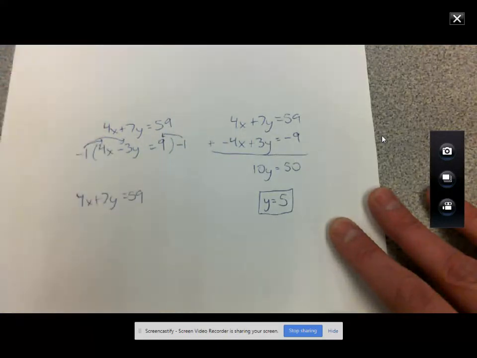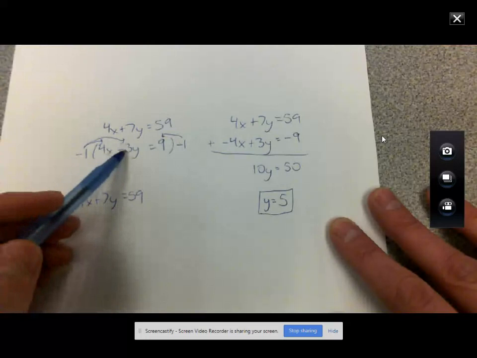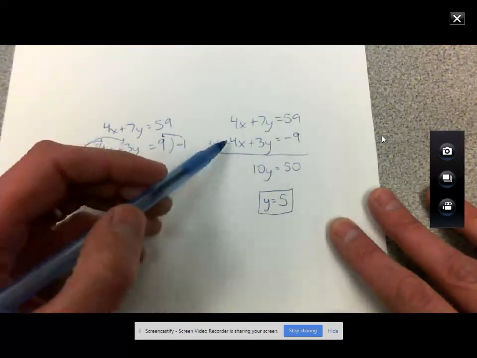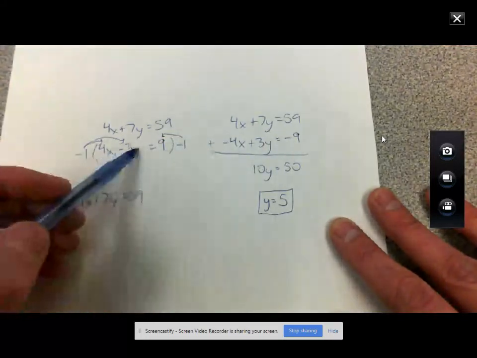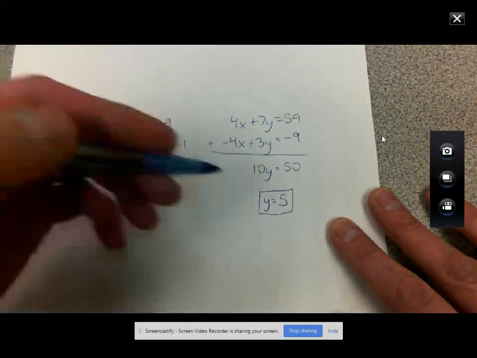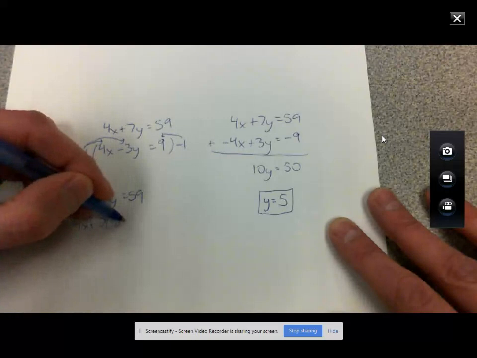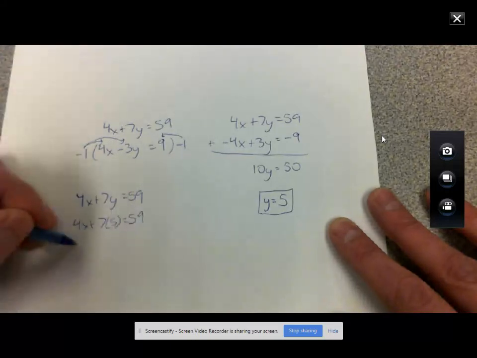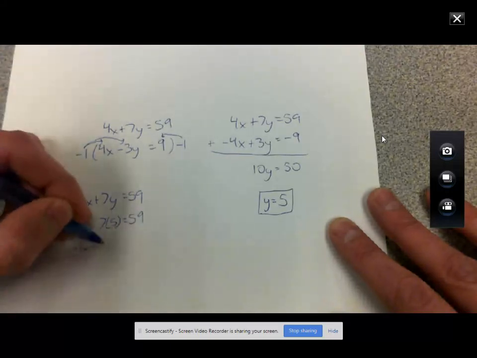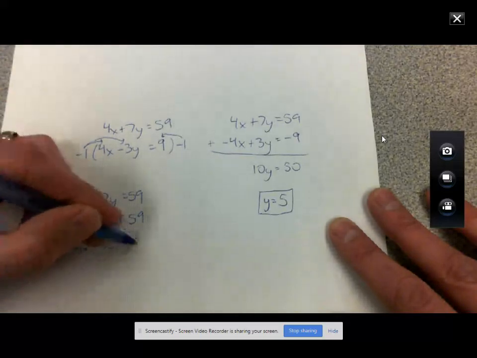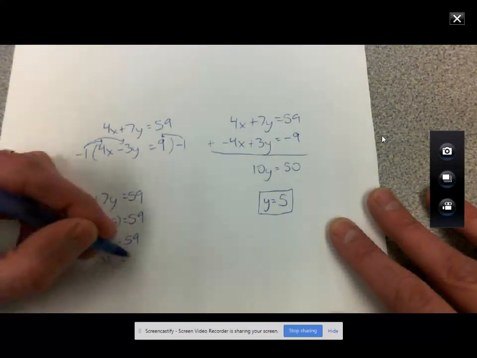It doesn't really matter which equation you use. You could use the second equation here. You could even use the manipulated third equation, because these are the same thing. And I know what y is now, so I can solve for x. Minus 35, minus 35.